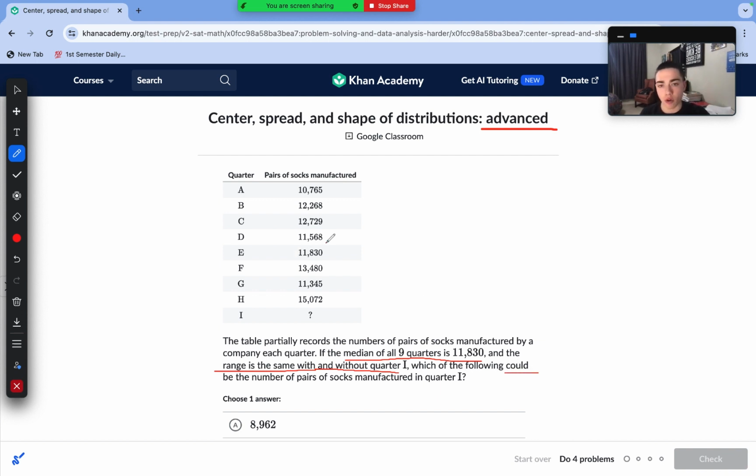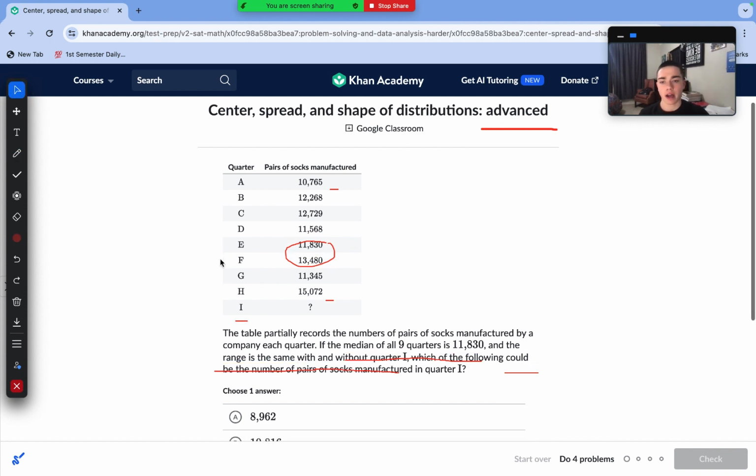Here we know our median, or middle value when we line up our numbers from least to greatest, is going to be 11,830, and we know that quarter I is neither going to be our smallest nor our largest value here. So we can't interfere with our median, and we can't interfere with our range because it needs to be the same with or without. Let's start off by solving this question. So given that information, we can now start looking at our answer choices.